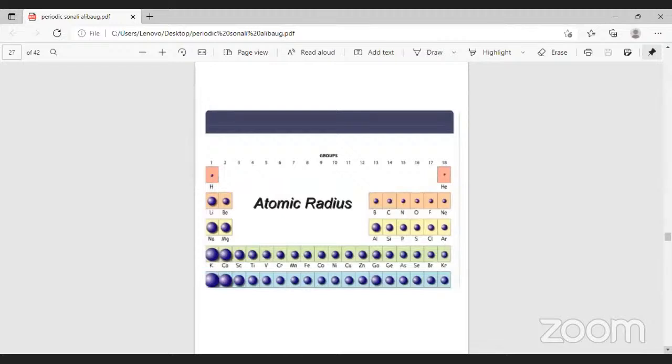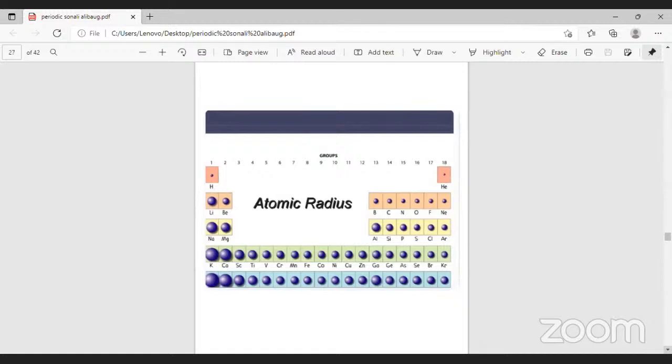Now students, keep in mind one diagram, one picture is equal to 1,000 words. When there is one representative picture, there is no need to explain. It is self-explanatory, isn't it? So what is your observation? That atomic radius goes on changing, top to bottom across the column, left to right across the period.